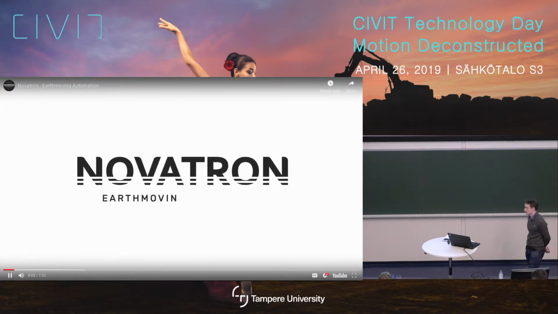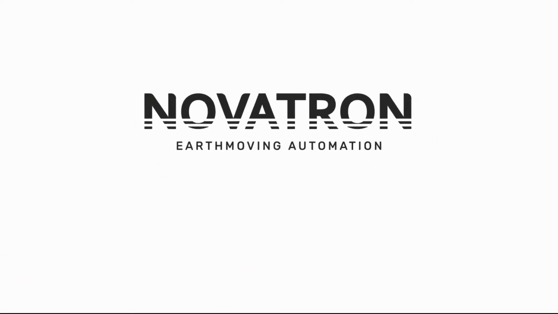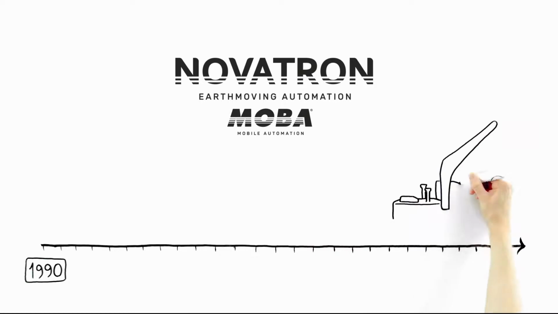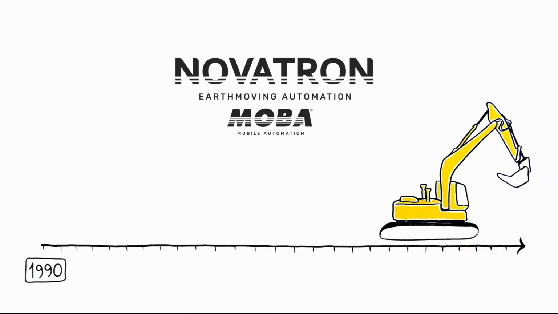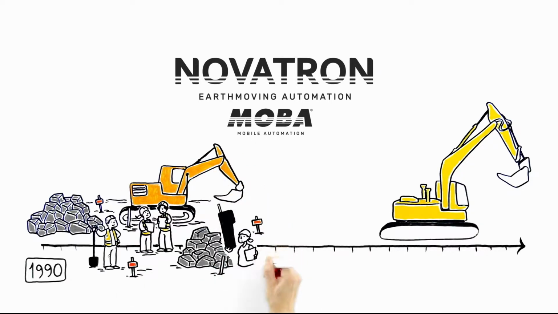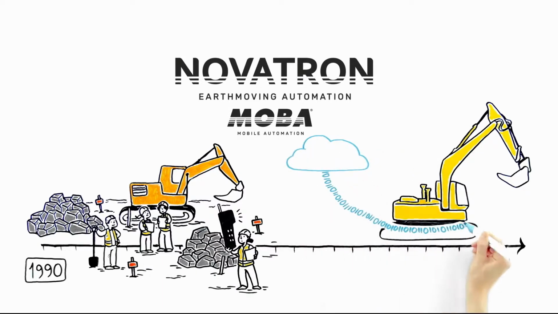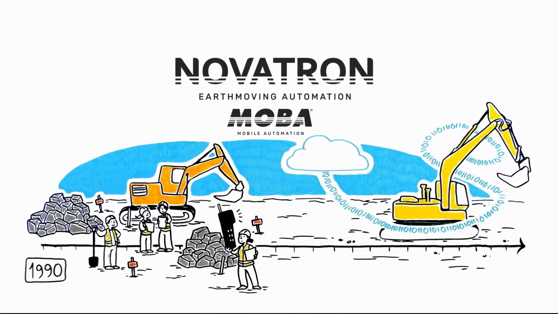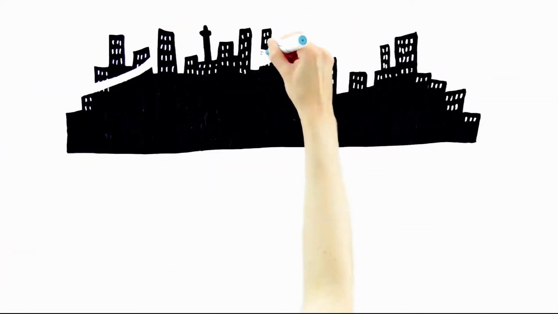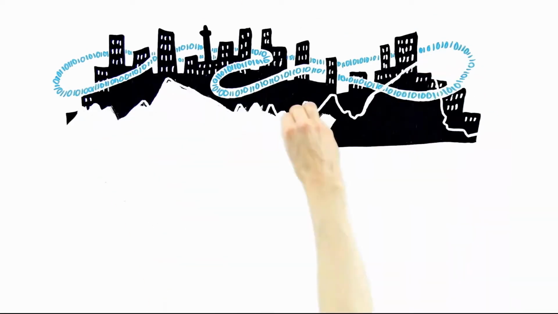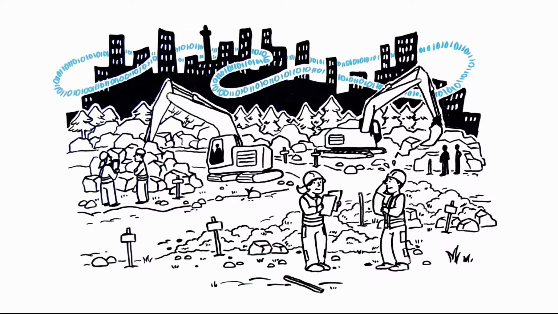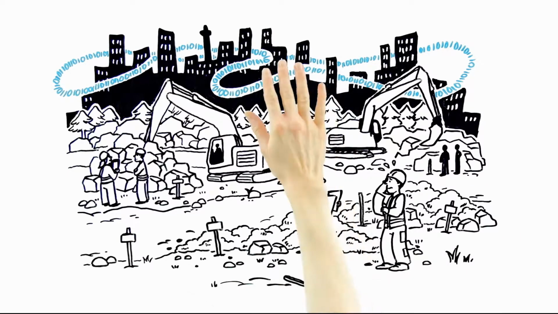Novatron, earth-moving automation. Since the early 1990s, Novatron, a part of the MOBA group, has been a forerunner in the field of earth-moving technology. Back then, it was all about machinery and manpower. Information technology was taking its first steps, and the idea of machines communicating with each other was just a dream. As digitalization continues to push societies towards all smart systems, the construction industry in general remains almost untouched by digitalization. But now, the hard and dirty work of earthmoving is itself under construction.